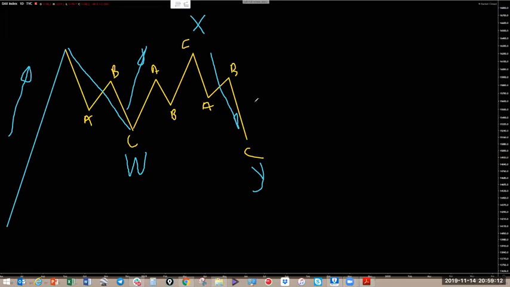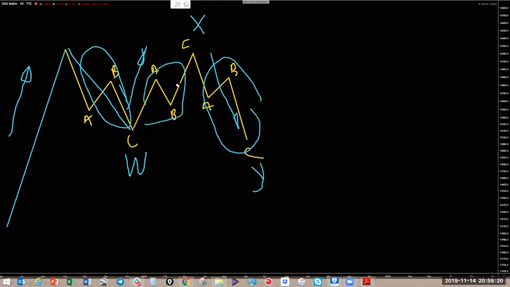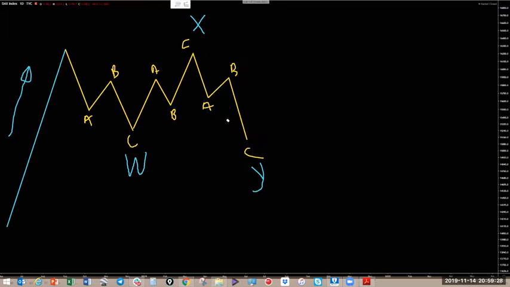So 2 corrections in combination. You've got a zigzag combined with a zigzag by a zigzag for this specific example. Is this difficult, guys? Is it difficult to understand WXY? It's just 2 corrections combined. It's a double correction.